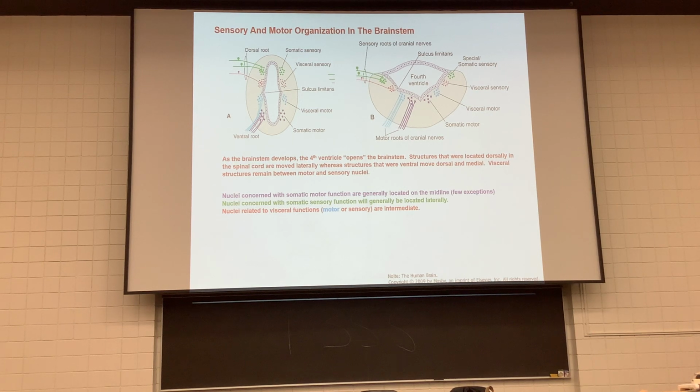Okay, so that's everything I just said. Nuclei concerned with somatic are going to be right along the midline. The exceptions are some of those branchial motor. They do their own goofy thing again, and we'll point out just a few of those. If they have a somatic sensory function, they're going to be lateral, and visceral functions are going to be in between.